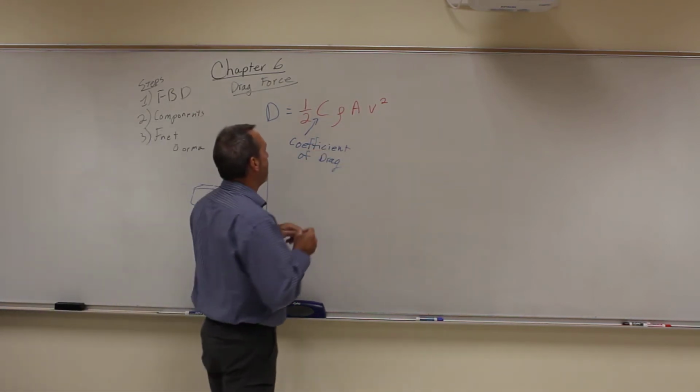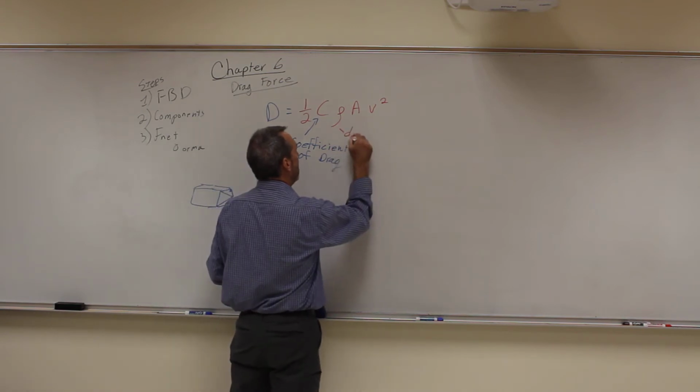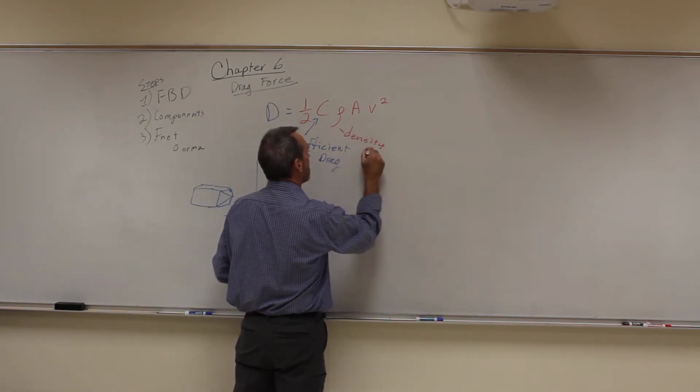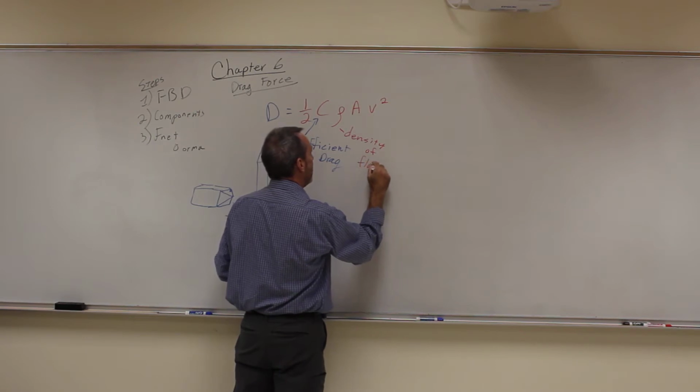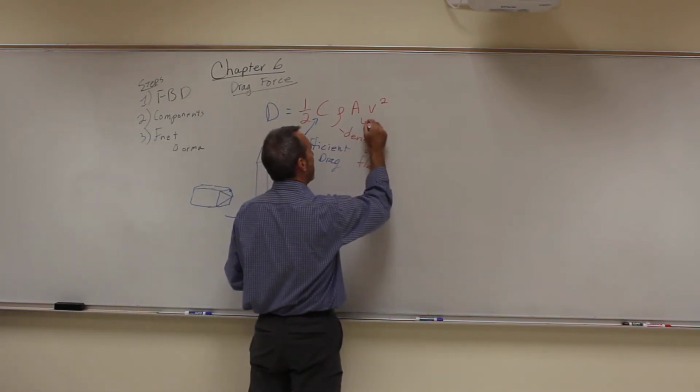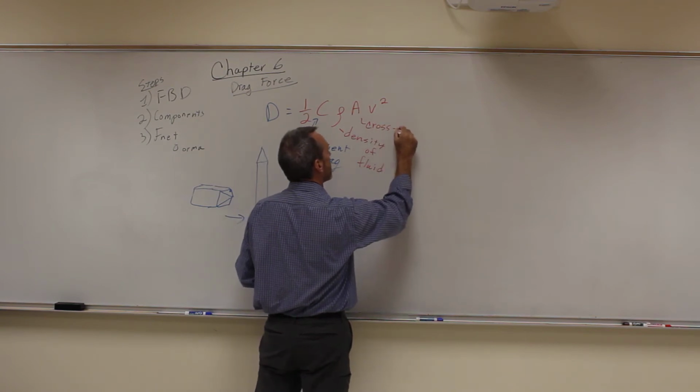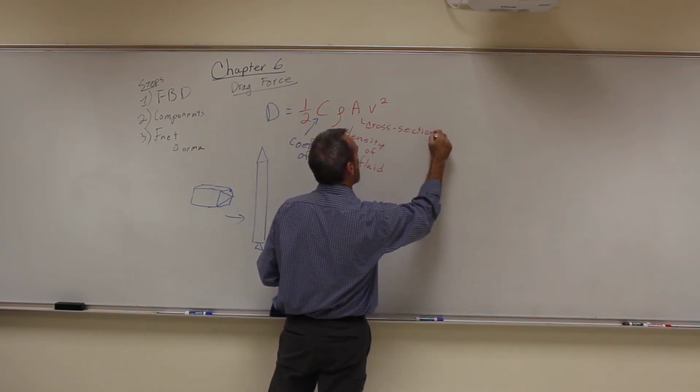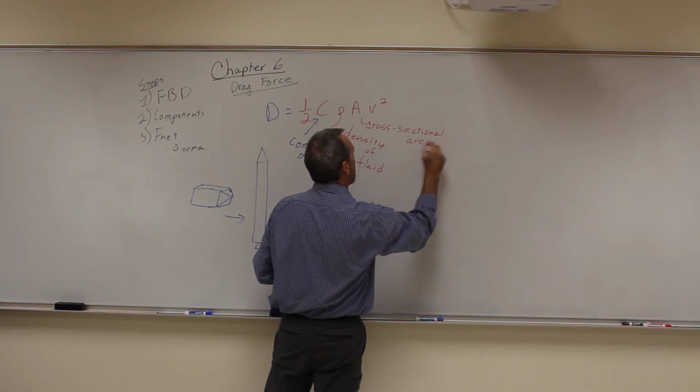Rho, this is the density of the fluid. If it's air, it's usually the density of the air. A is the cross-sectional area perpendicular to the motion.